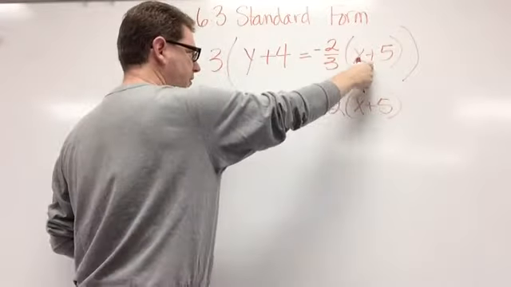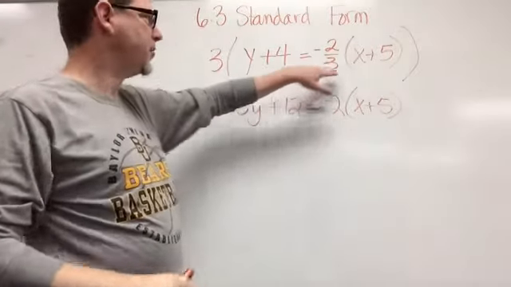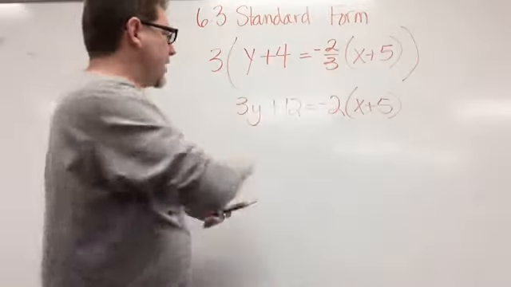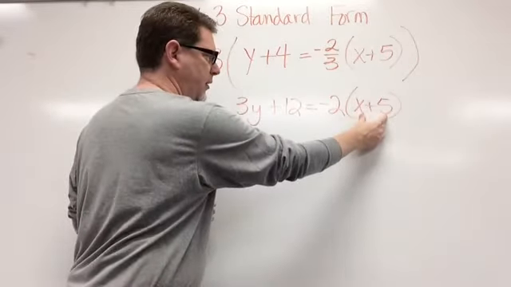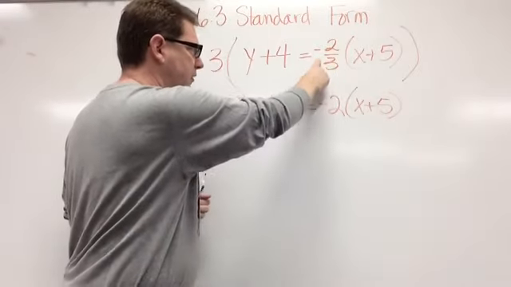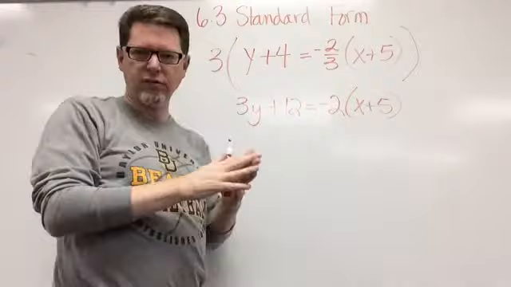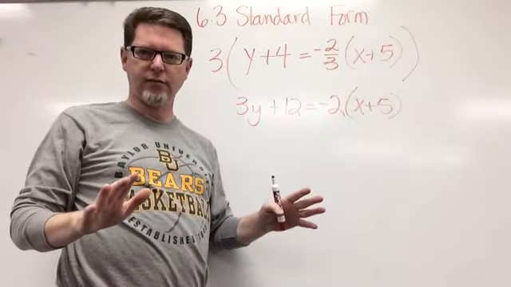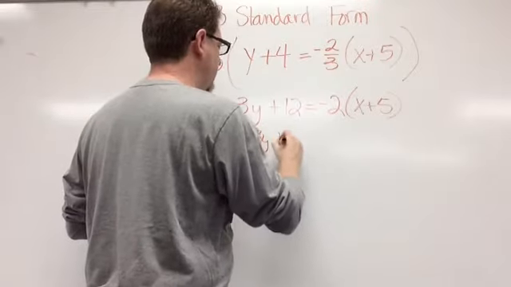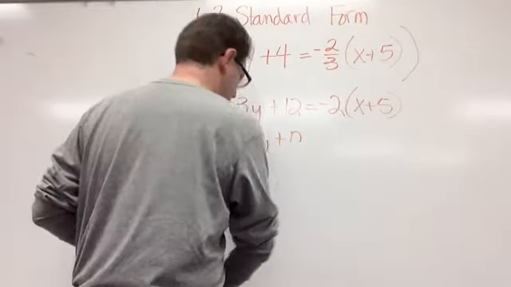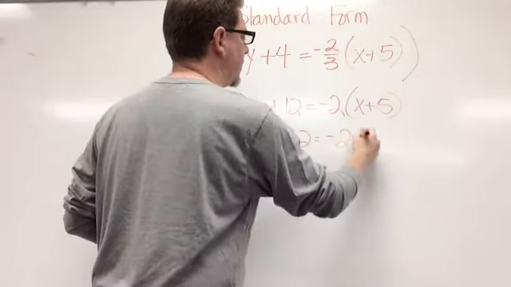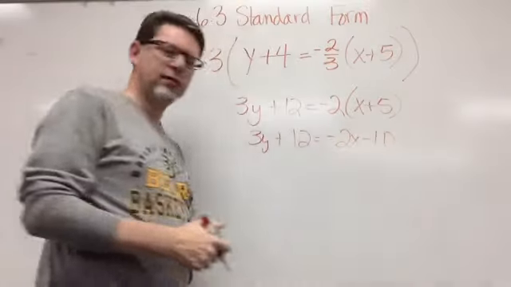Since the x plus 5 is in parentheses right here, and it's being multiplied by my negative 2/3 with distributive property, I don't have to multiply everything in there by 3. I multiply 3 times the slope, negative 2/3, to get negative 2, and that's all that's necessary. Okay? So now let's do the distributive property. 3y plus 12 equals negative 2x minus 10.